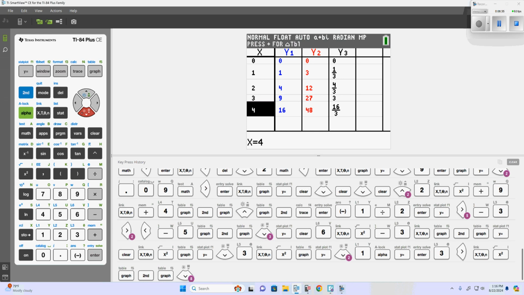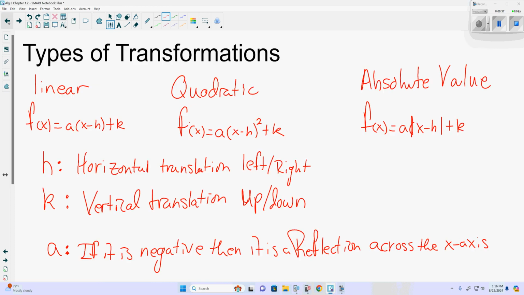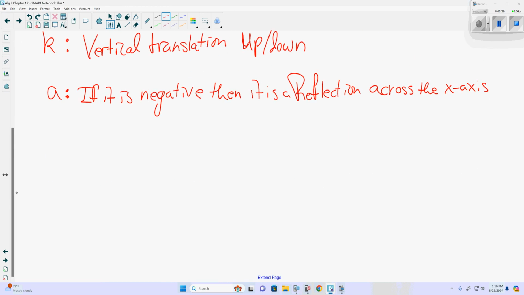So, a, vertical stretch if a is greater than 1.